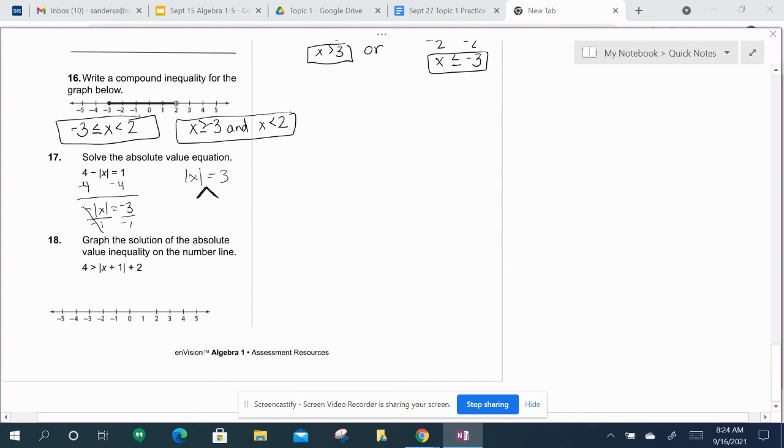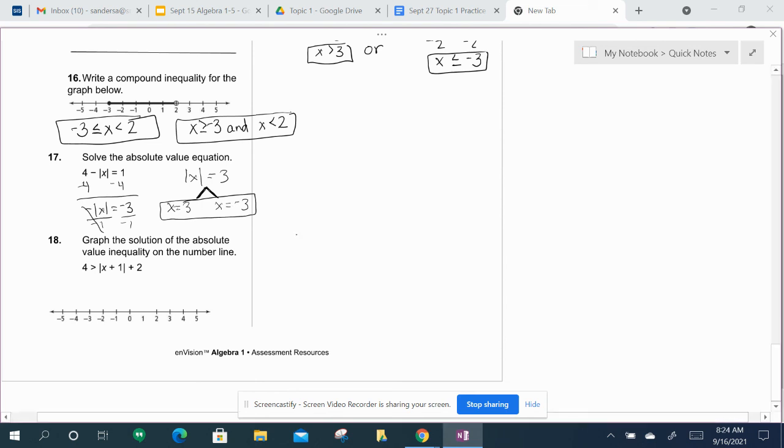Now I'm ready to split to get my two answers. To do that, the first time I write it just as I see it: x is equal to 3. The second time I write it with the negative solution, so x could also be equal to negative 3. And there are my two answers. x could be 3, and x could be negative 3.